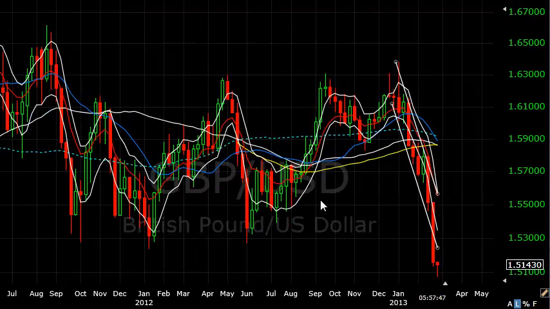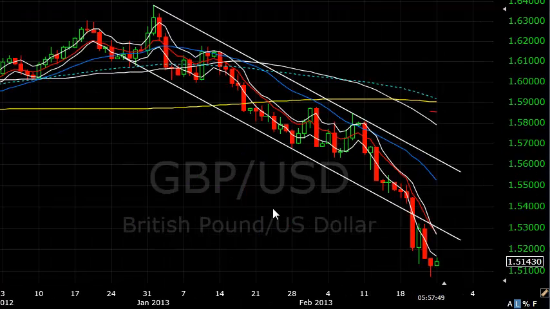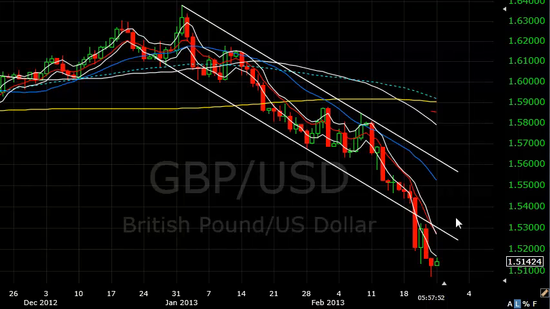But in the near term it's getting a little bit overcooked to the downside, and we could see a bit of a rally coming. I thought it was going to come last week, after this candle we had here, but alas, not yet.